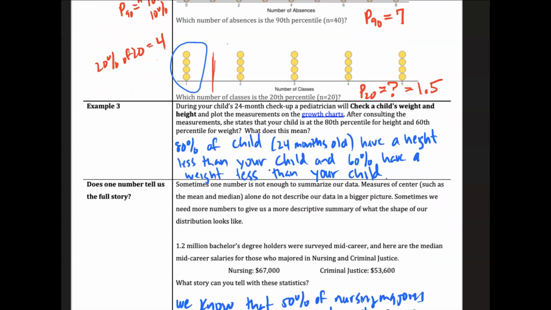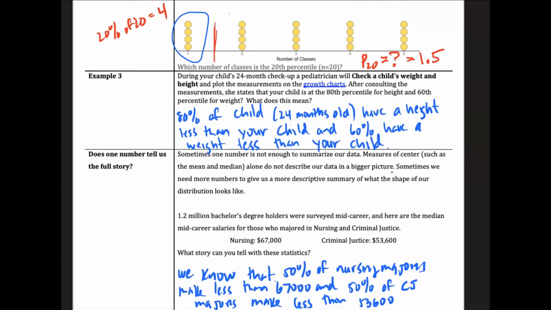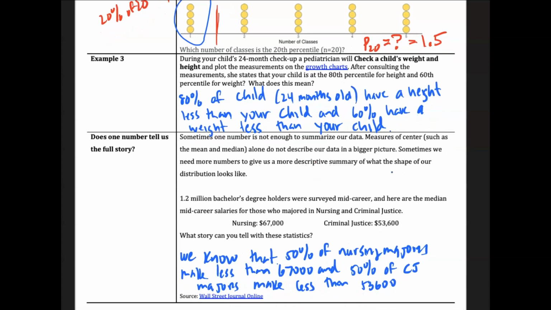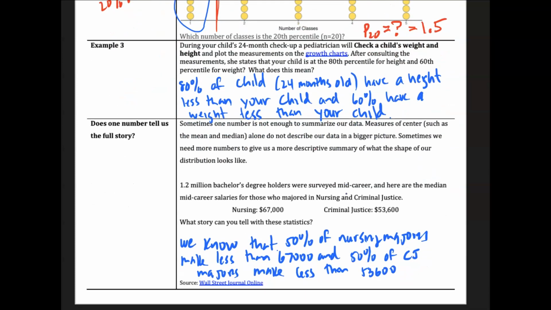Example 3, just an interpretation question here. If your child is at the 80th percentile for height and 60th percentile for weight, what does that mean? Again, 80% of children have a height less than your child, and 60% have a weight less than your child. Really we're trying to contextualize what this percentile is. We don't want to get caught up too much on the techniques of actually counting. We'll use technology to get those answers for us.